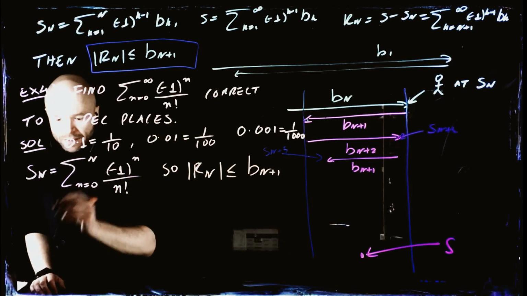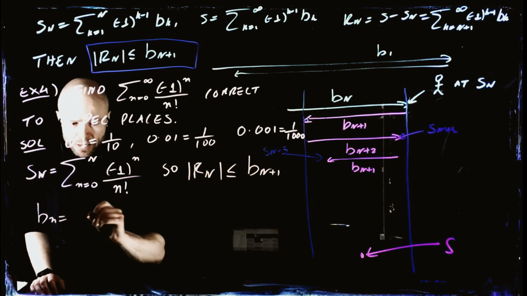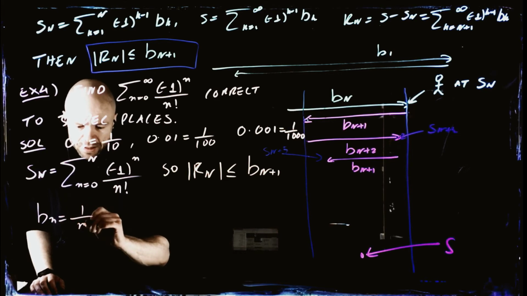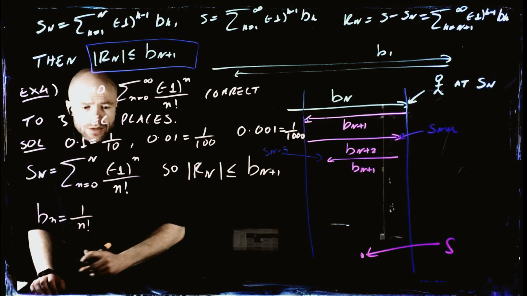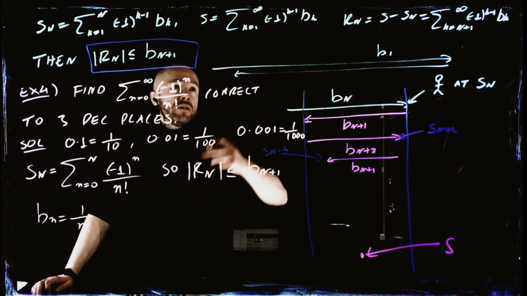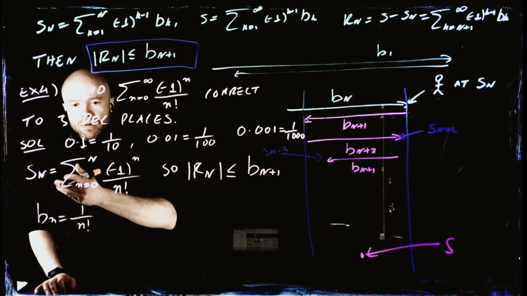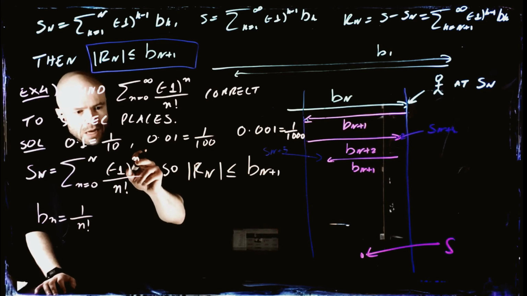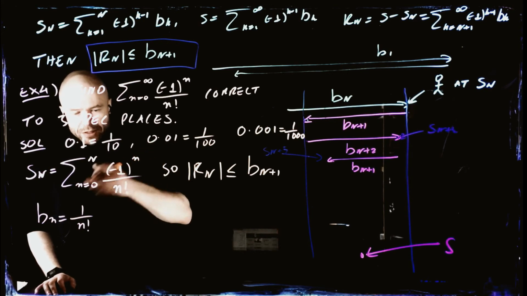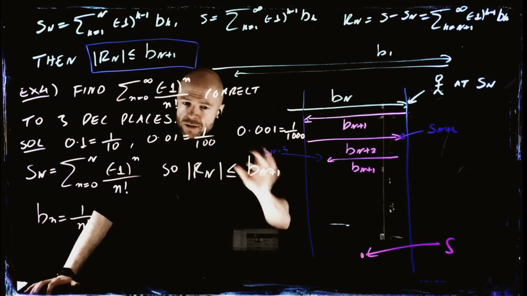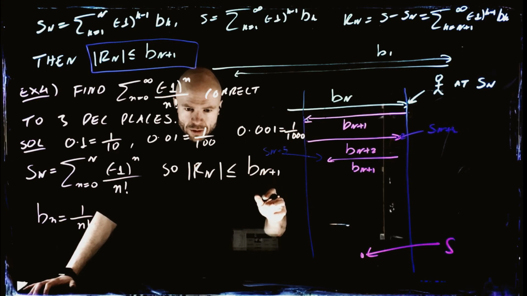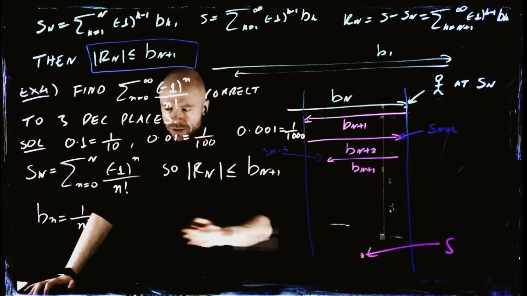And in this example, Bn is 1 over n factorial. The fact that we have minus 1 to the n as opposed to minus 1 to the n minus 1 is unimportant. We can just factor out a minus 1. So forget about whether it's n or n minus 1 or n plus 1. If it's alternating between plus and minus, that's all we care about.